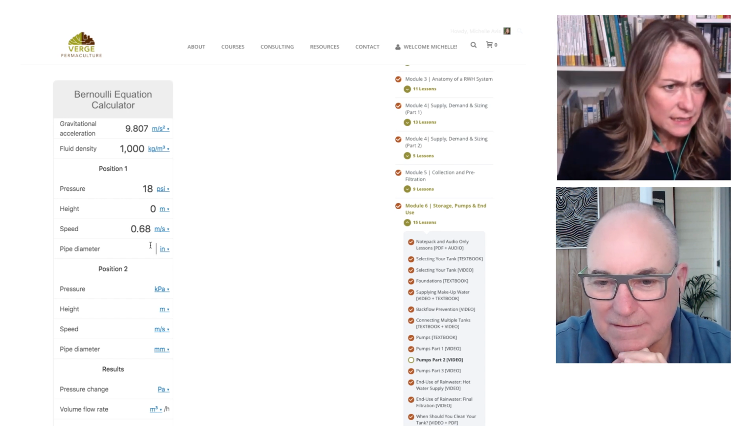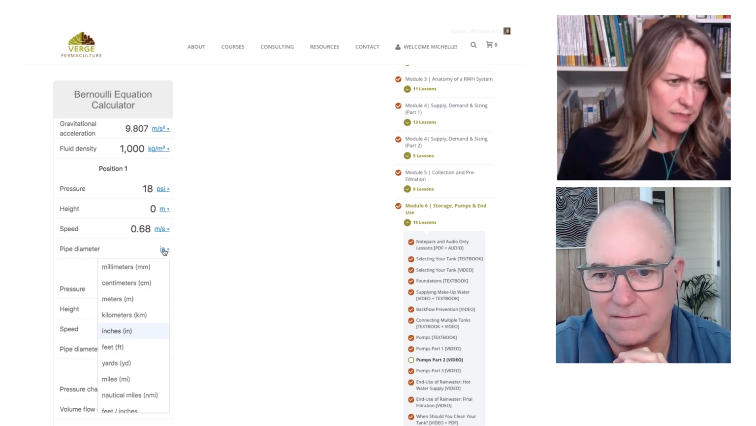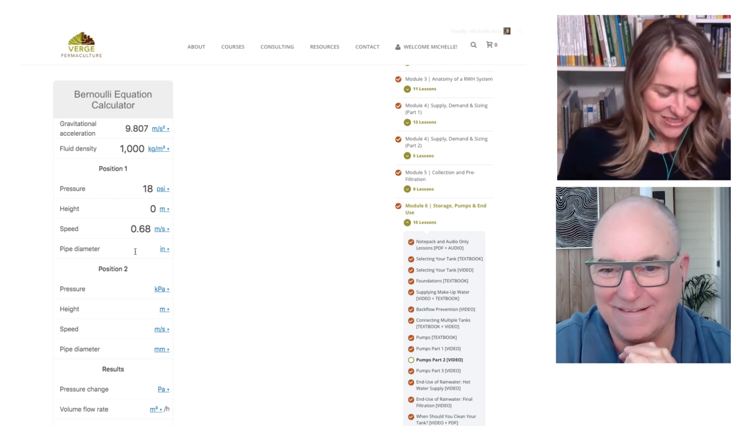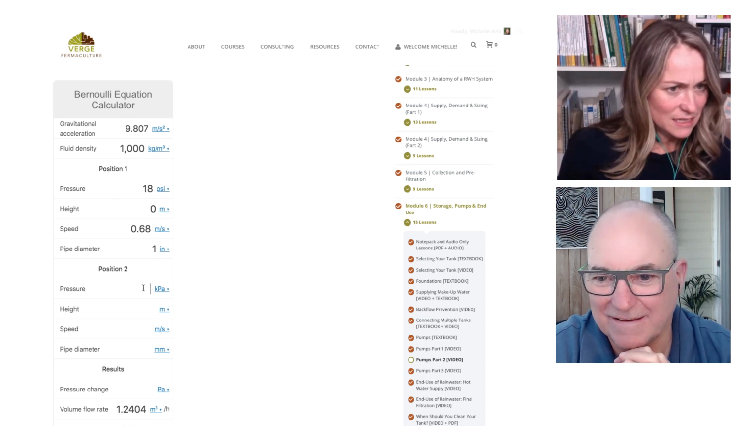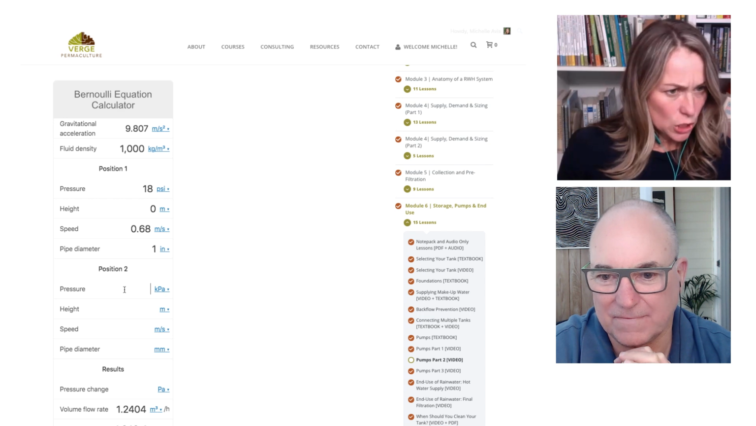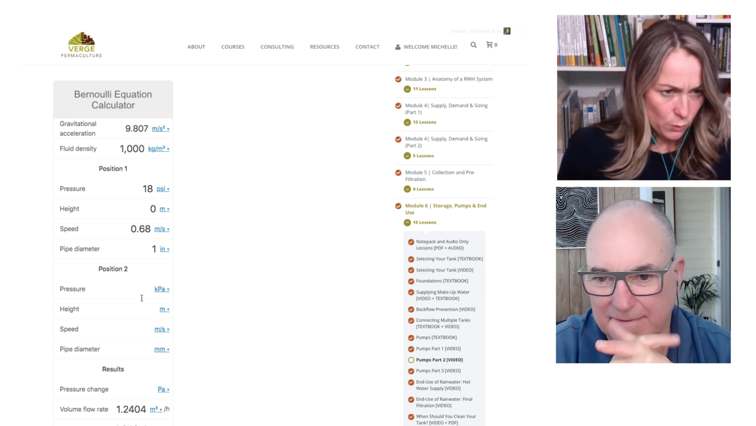0.68. And then the pipe diameter, we said that was 1 inch. I'm going to mash up my units again here. Now, position 2 would be the fixture position. We don't know the pressure. This is what we're trying to solve for.